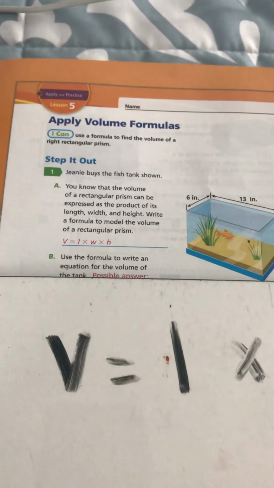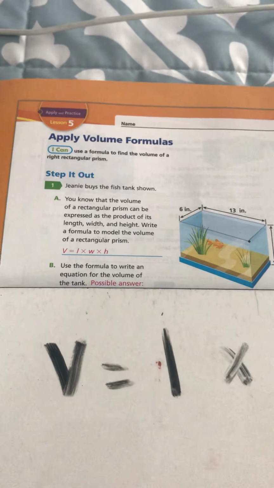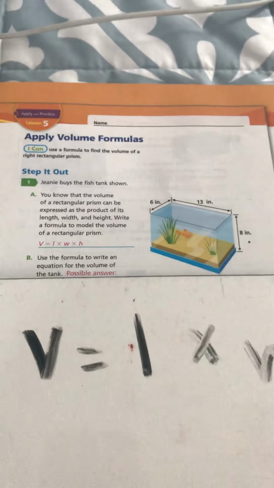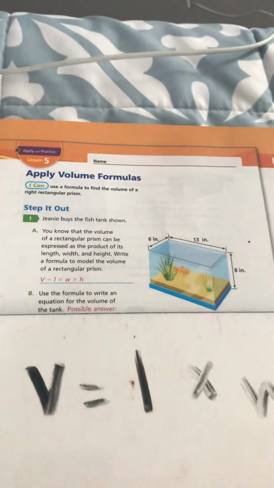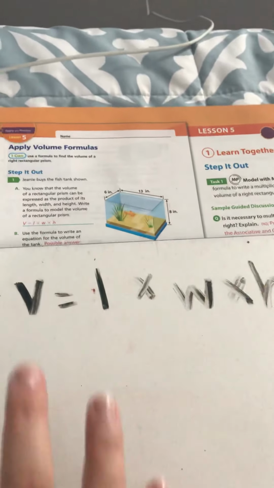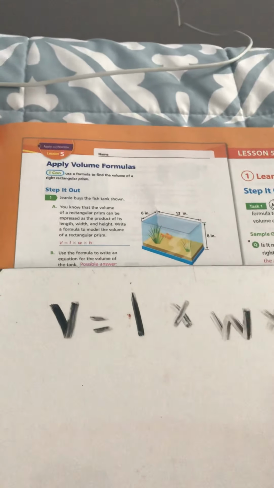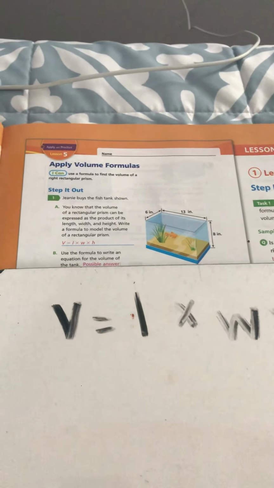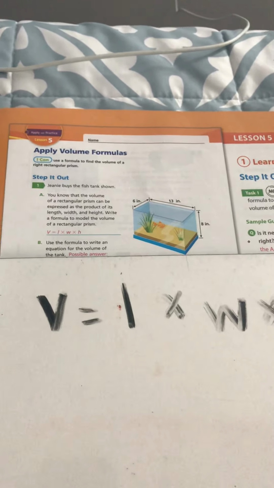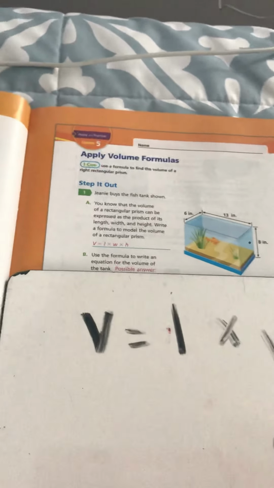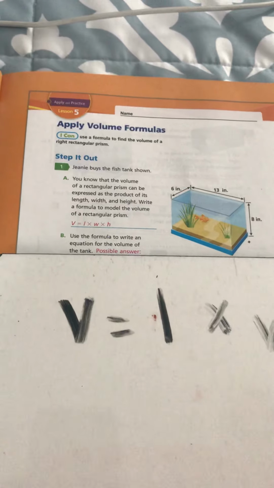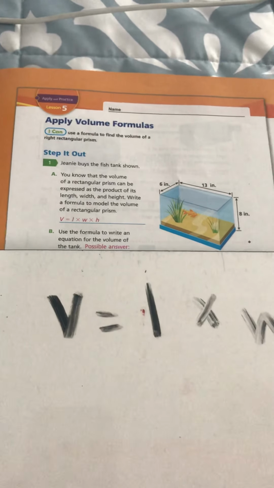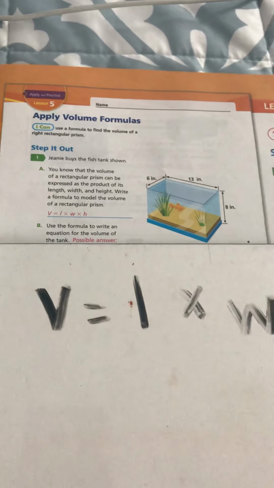And now B. Use the formula to write an equation for the volume of this tank. So now using the information from this tank and our formula, we're going to write a new equation to solve this problem in specific. So the volume is the length, times the width times the height, okay?